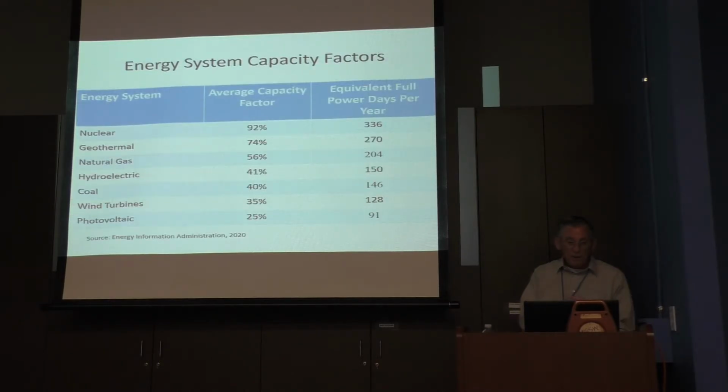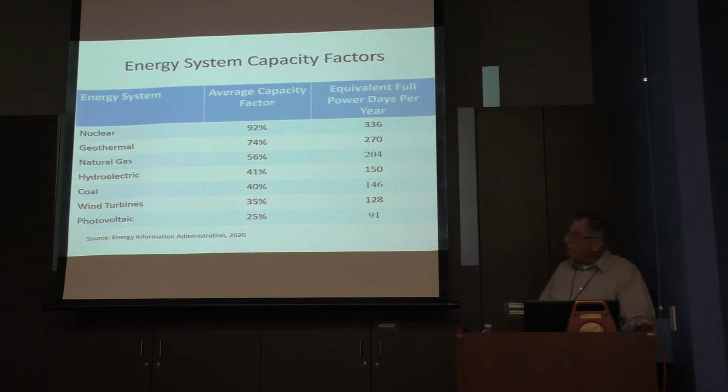So if we look at system capacity factors, we find out that the largest average capacity factor is with nuclear. It's 92%. Hydroelectric is about 41%. Coal 40%. Wind turbines about 35%. And photovoltaic facilities about 25%.